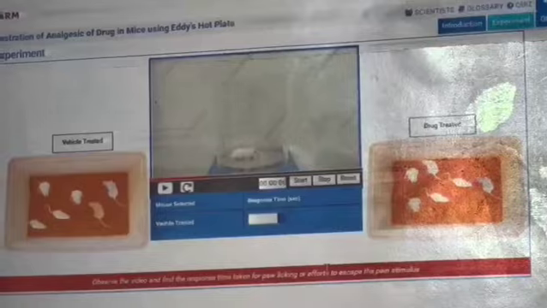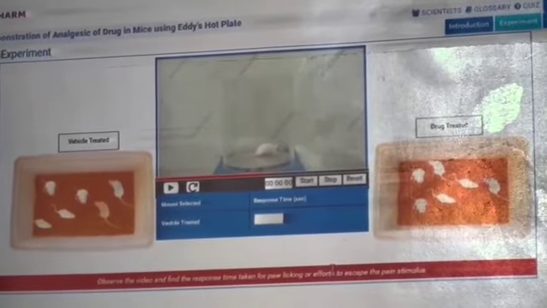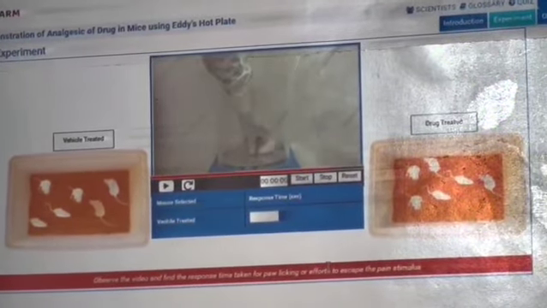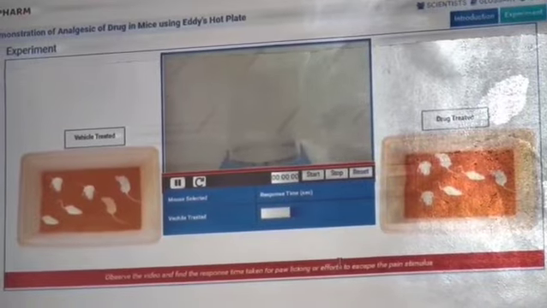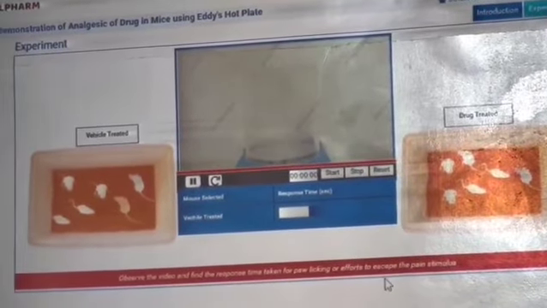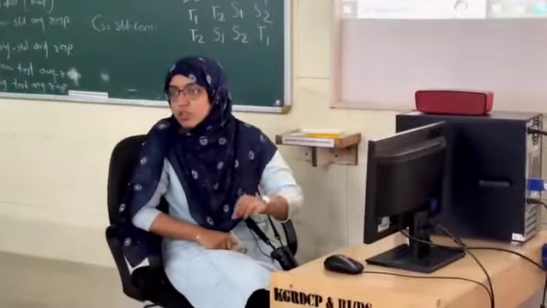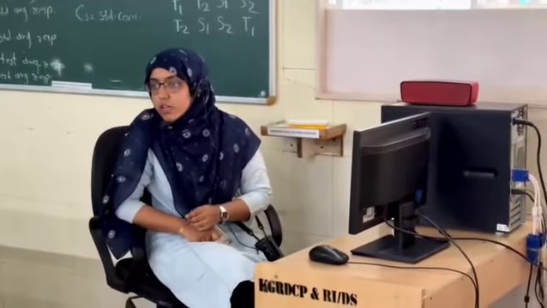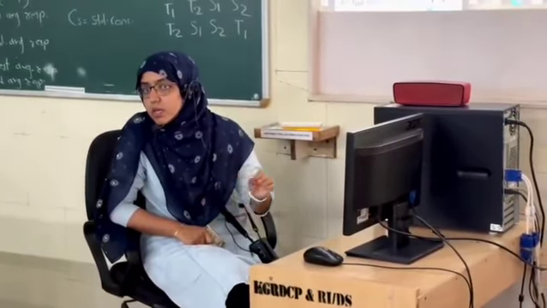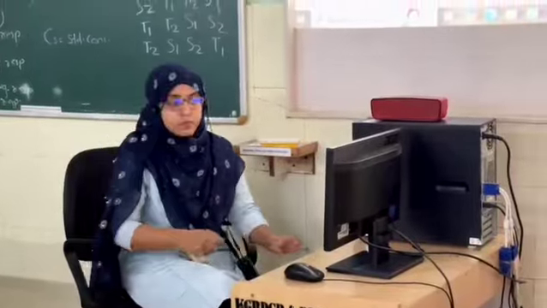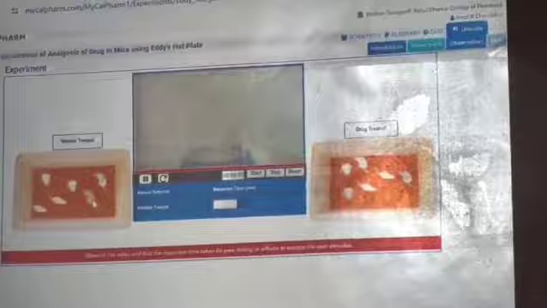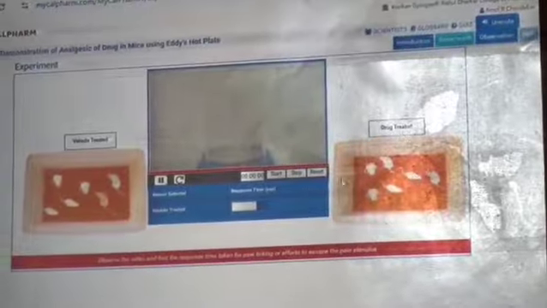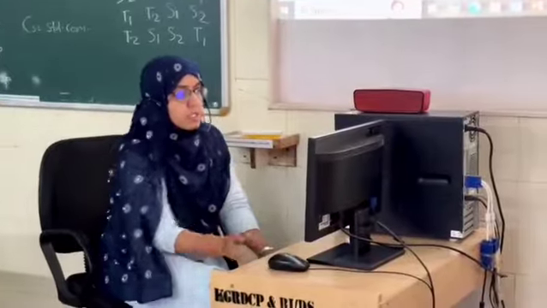Now set the temperature. You can see here they have kept the animal on the hot plate and they are ready. Once the animal shows a response like jumping or licking, you have to withdraw the animal and record the time at which it started to show the response. We have to do the same for the control treated group and the drug group. The observations include the mean reaction time.